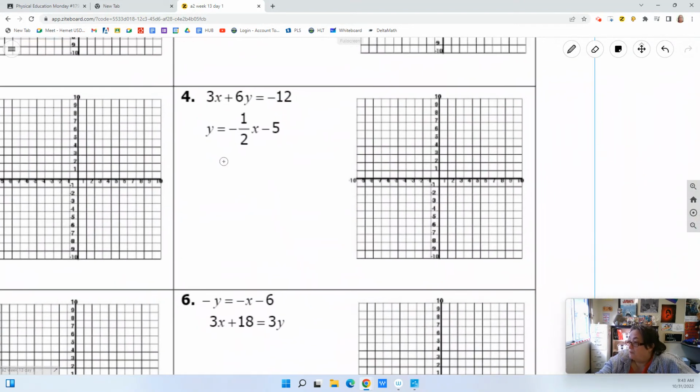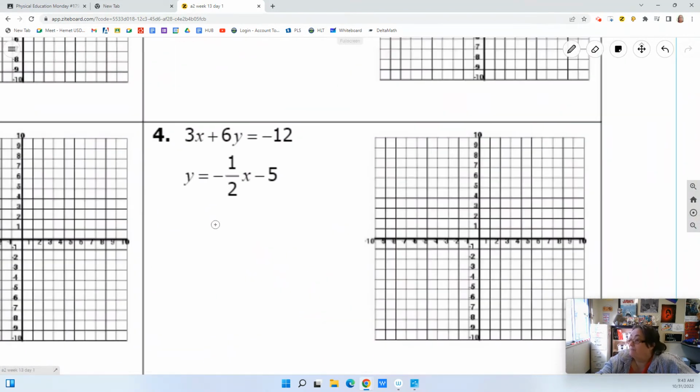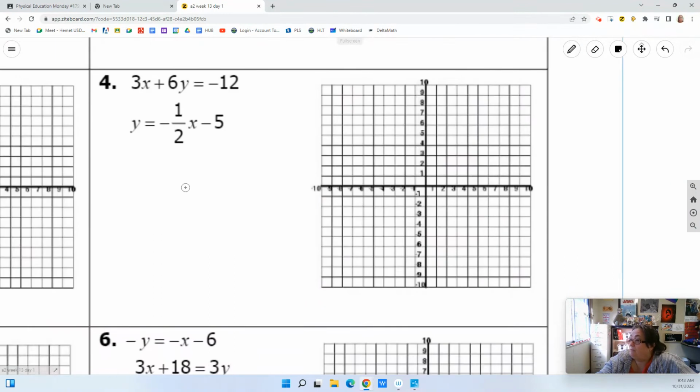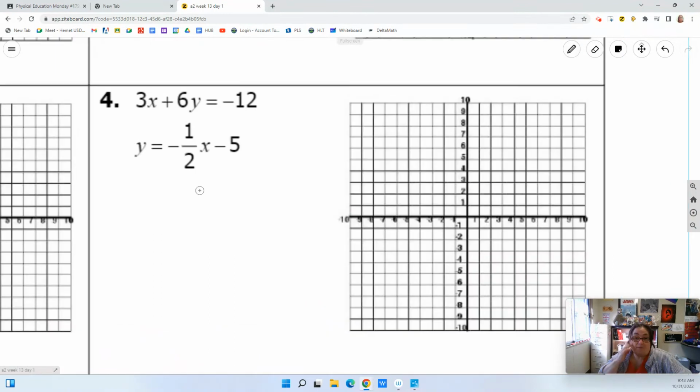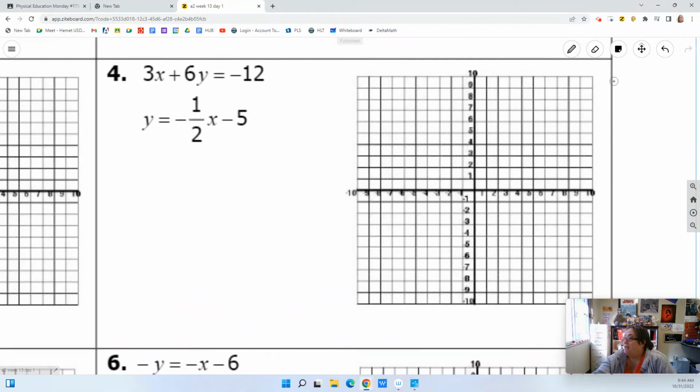If I look at number 4, we'll just move on to the next one. I do better in Kami, right? Because everything stays there with Kami. When I look at this problem, I have one of my equations in that slope-intercept form, right? So that bottom equation is going to be pretty easy to graph, but that top equation we're going to have to do a little work on. We are going to have to put that into the slope-intercept form.